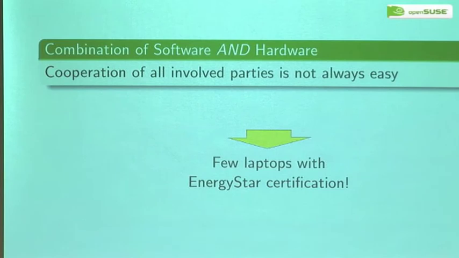And as mentioned before, this combination of software and hardware makes it quite hard because all different parties need to cooperate, and well, that's not always easy. So there are currently only a few laptops with Energy Star label, and even fewer running Linux. A prominent example which is Energy Star certified is, for example, One Laptop per Child. You can find it in the product database.